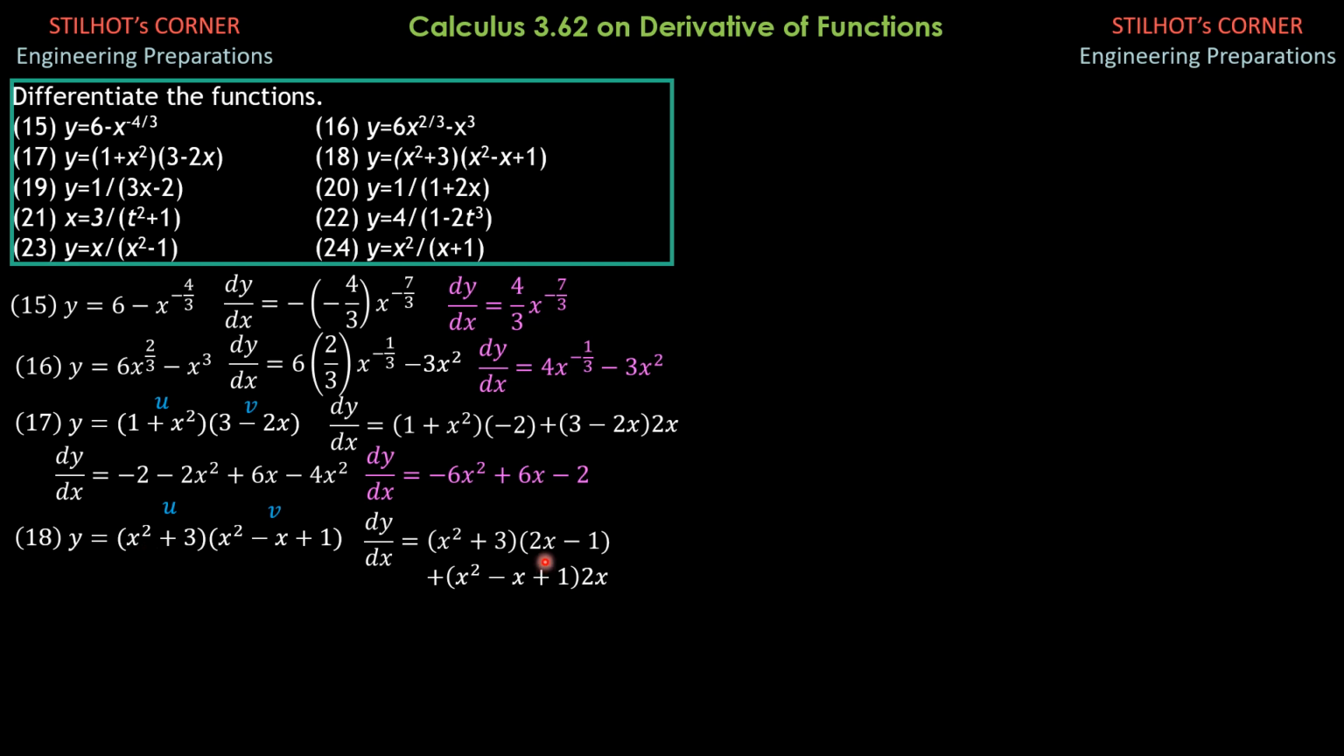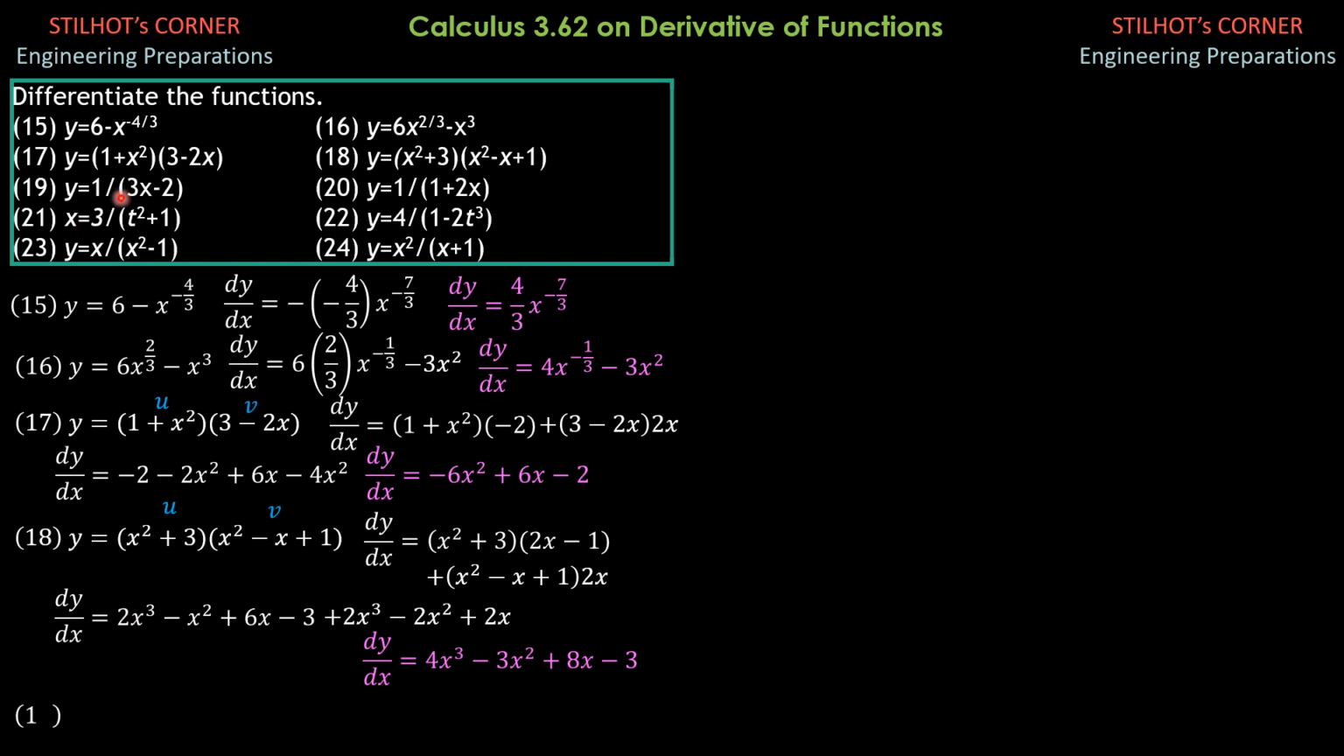Then simplifying, dy dx is 2x cubed minus x squared plus 6x minus 3. Then for the second, we have plus 2x cubed minus 2x squared plus 2x. Then combining like terms, dy dx is 4x cubed minus 3x squared plus 8x. 6x plus 2x is 8x minus 3. So dy dx is 4x cubed minus 3x squared plus 8x minus 3. So that's it for problem 18.